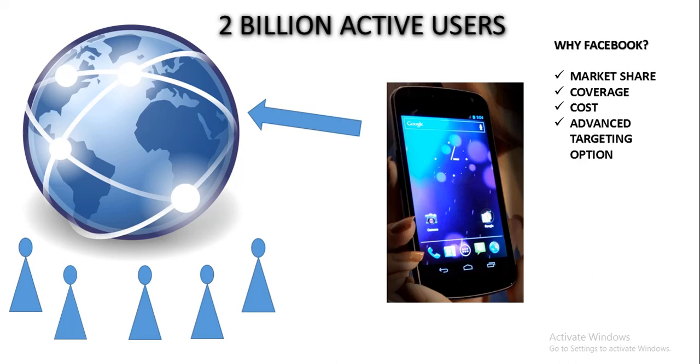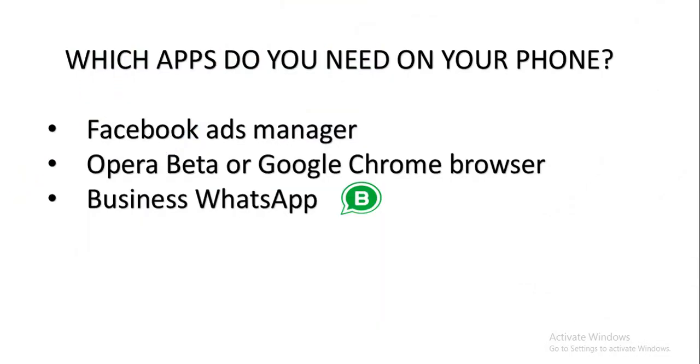And so in closing, let me just show you some of the apps you will be needing. So you get set. You'll be needing a Facebook Ads Manager. You will be needing an Opera Beta app or a Google Chrome browser. You'll be needing a business WhatsApp. That's the icon for business WhatsApp. So you can download all this from your Google Play Store and get set for the main class itself.